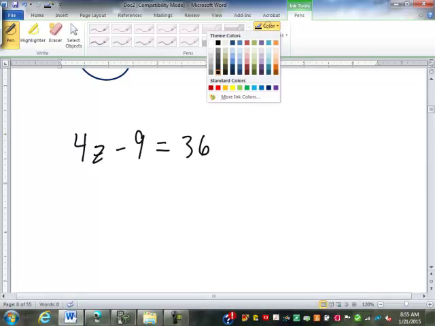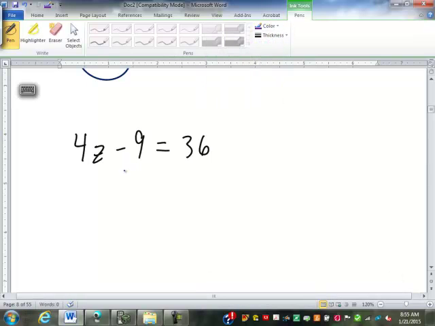Okay, let's solve this one. So our first step would be add 9. So 4z equals 45. And as I mentioned, I screwed up. That should have been a 35 instead of a 36. So this is going to come out to be ugly, but we're going to divide by 4. So we get z is 11.25.